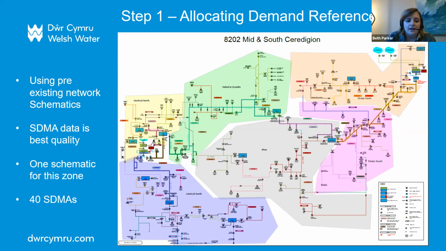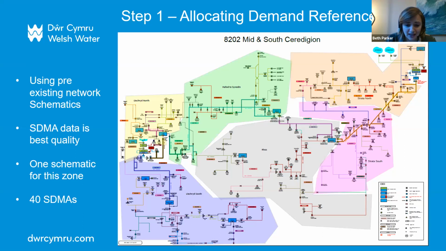So the way that we allocate demand is using these pre-existing network schematics. We allocate demand based on geography, ensuring that constraints are represented, which may cause us to split demand centres into further detail, and representing rezones, which is where you can supply one area of the network from one water treatment works or another, depending on the asset stress of the water resource.